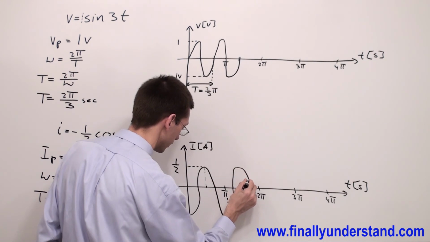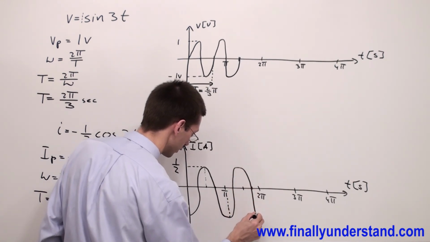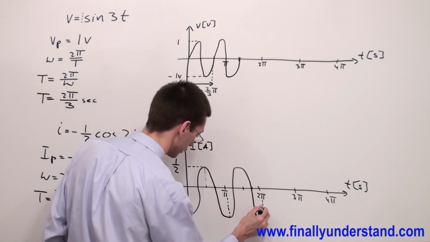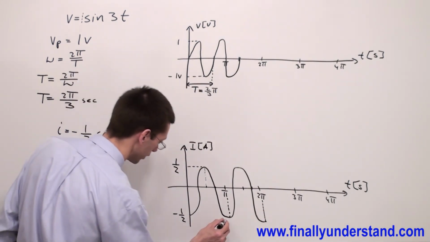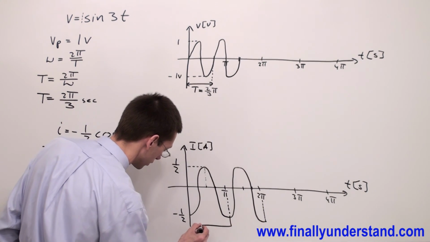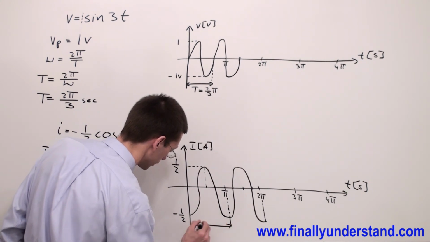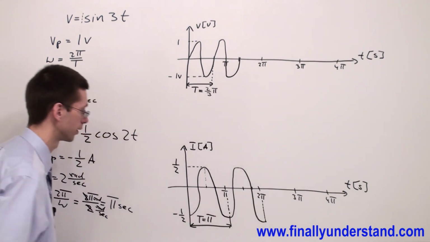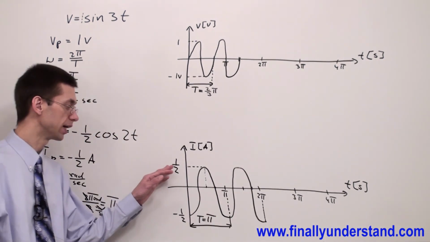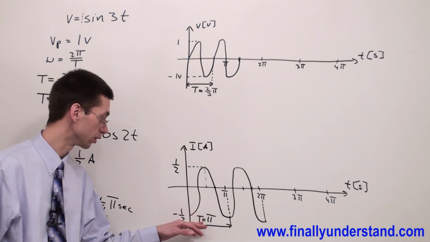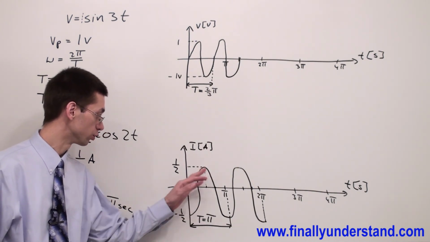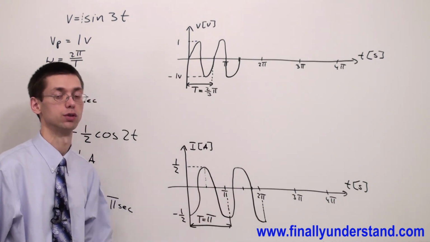approximately second cycle. My period T is equal to pi. I have positive peak value, negative peak value, and I found the period. I drew 2 cycles. This is the solution to my problem.